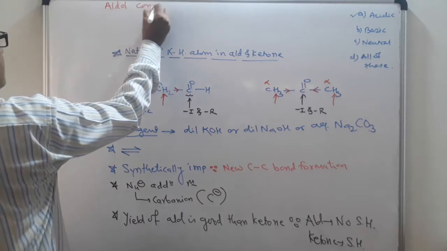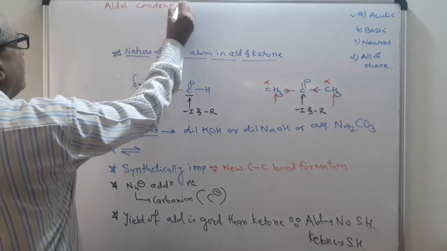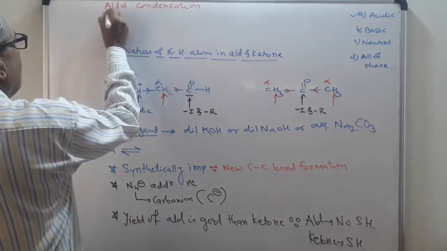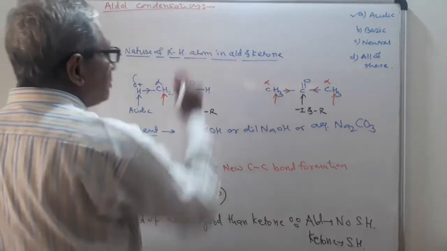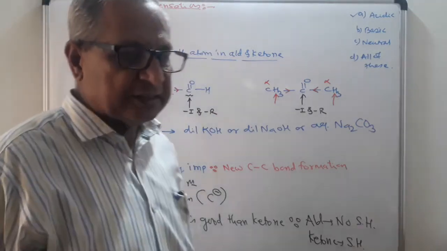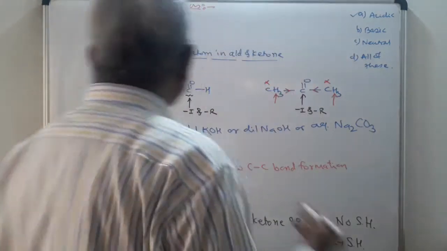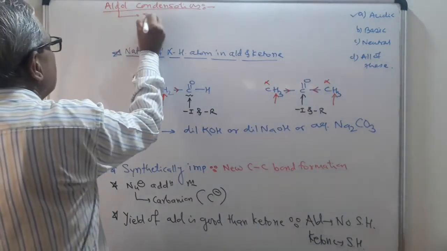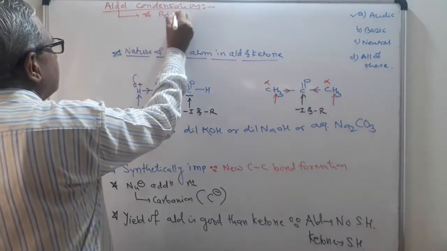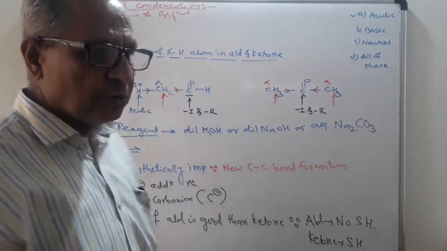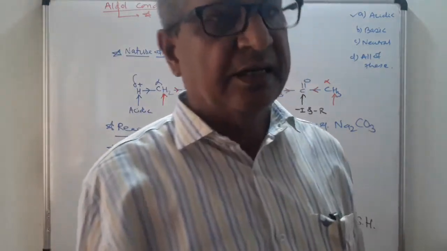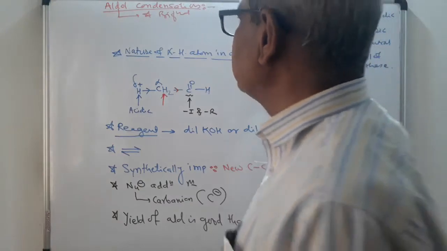Aldol condensation. So take a brief revision on the introductory questions here on aldol condensation. First, we should know the meaning of aldol. Aldol is a bifunctional molecule. It contains 2 functional groups. One is aldehyde and second is alcohol.